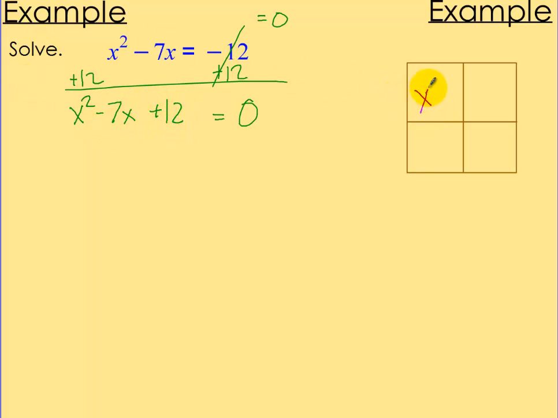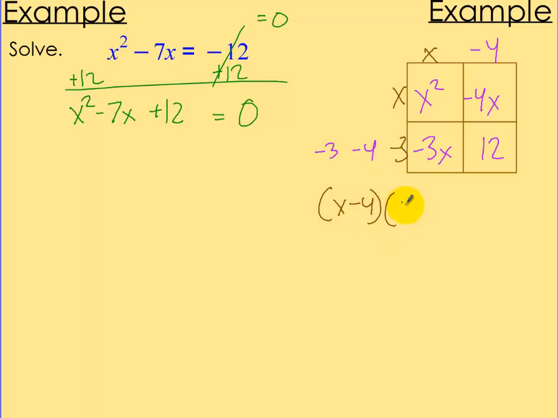So I'm going to do my box again, x squared, and it's going to be 12 right here. So two numbers, they're going to have to multiply to 12 and add to -7. Those are going to be -3 and -4. So it's going to be -3x and -4x. When I factor that, since that's a negative, it'll be -4. And over here, it's going to factor as an x. Out here, it's going to factor as an x. And out here, this will factor to -3. So my factored form is x minus 4 times x minus 3 equals 0.